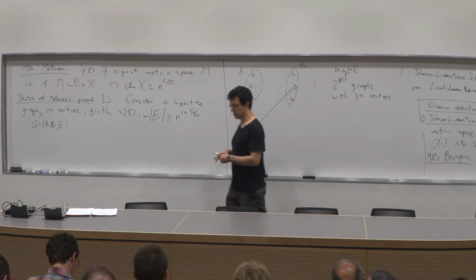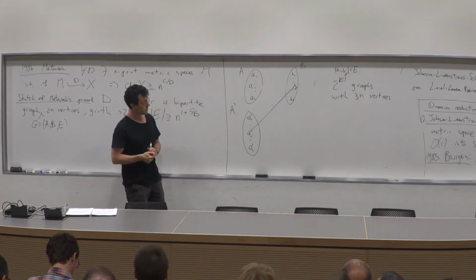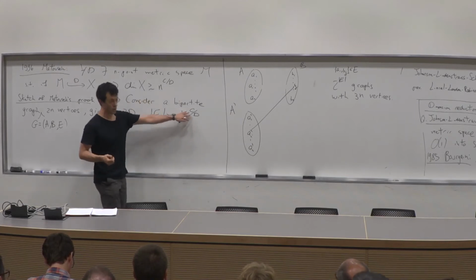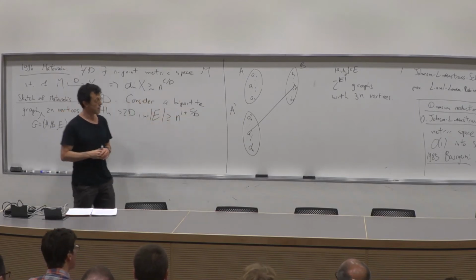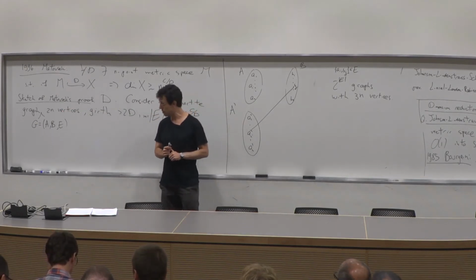Everybody agree? You understand? So you just do a clone and you do this thing. So this is 2 to the n, 2 to the n to the 1 plus c over d many graphs. And the argument will be that one of these guys cannot embed into any low-dimensional space.